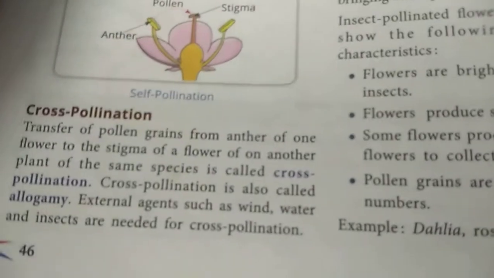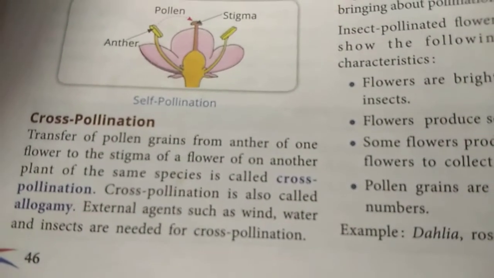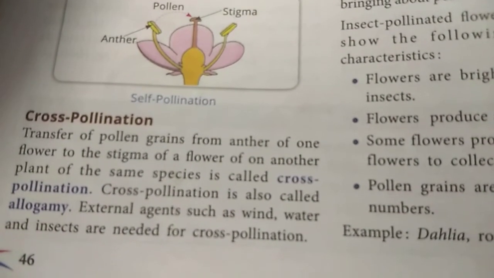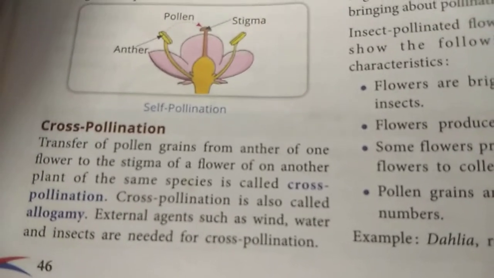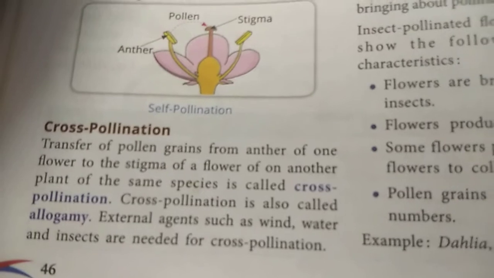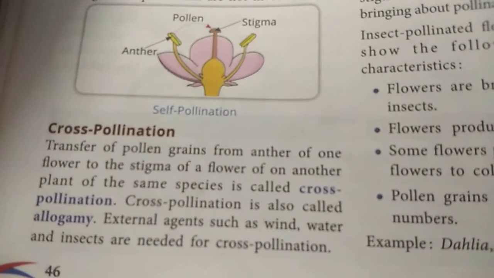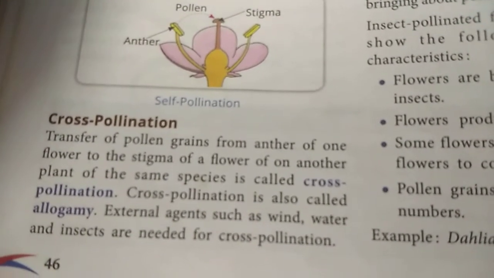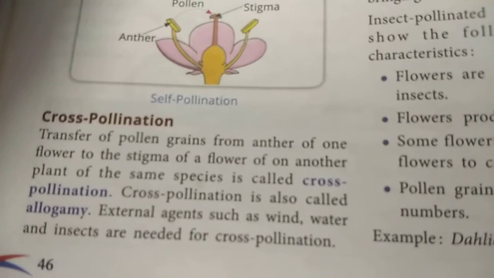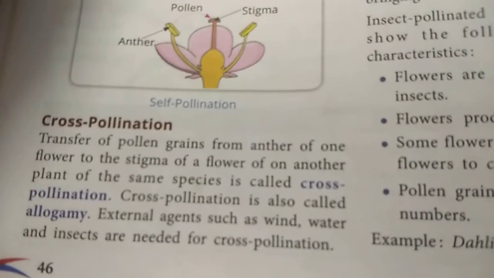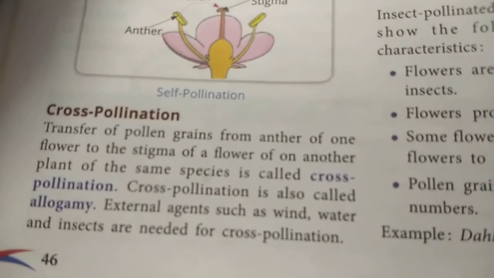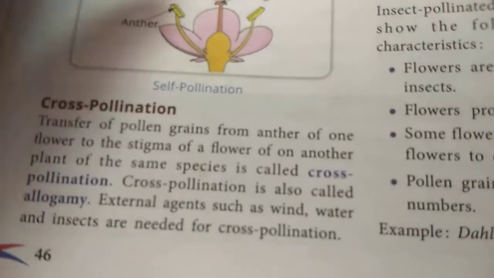Now we will discuss cross pollination. Transfer of pollen grains from the anther of one flower to the stigma of a flower on another plant of the same species is called cross pollination. Cross pollination is also called allogamy. External agents such as wind, water, and insects are needed for cross pollination.